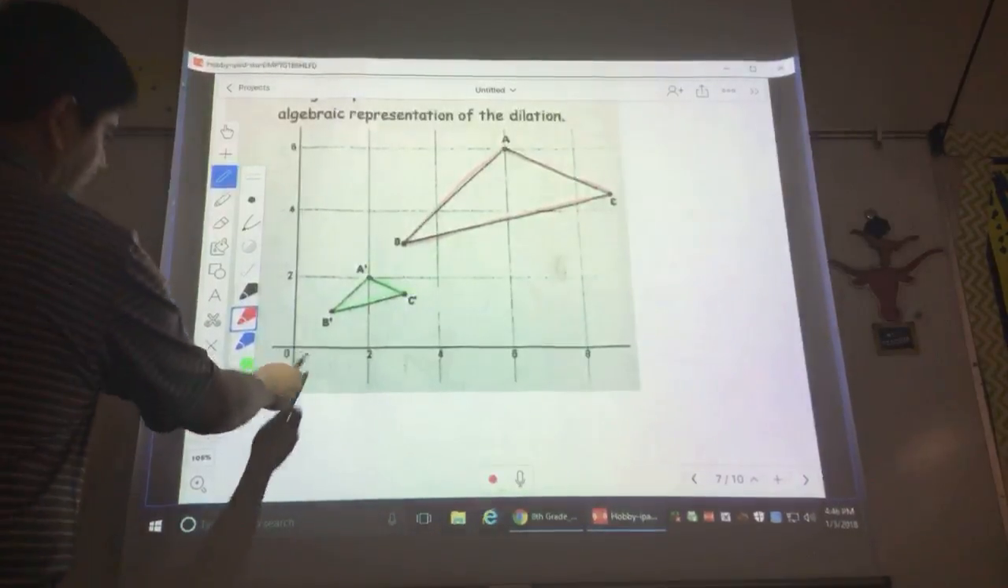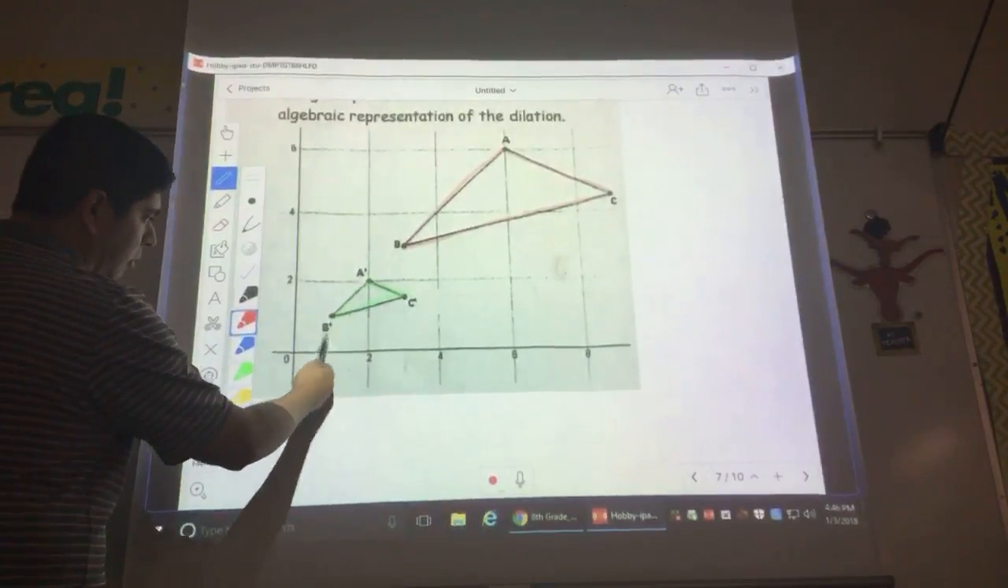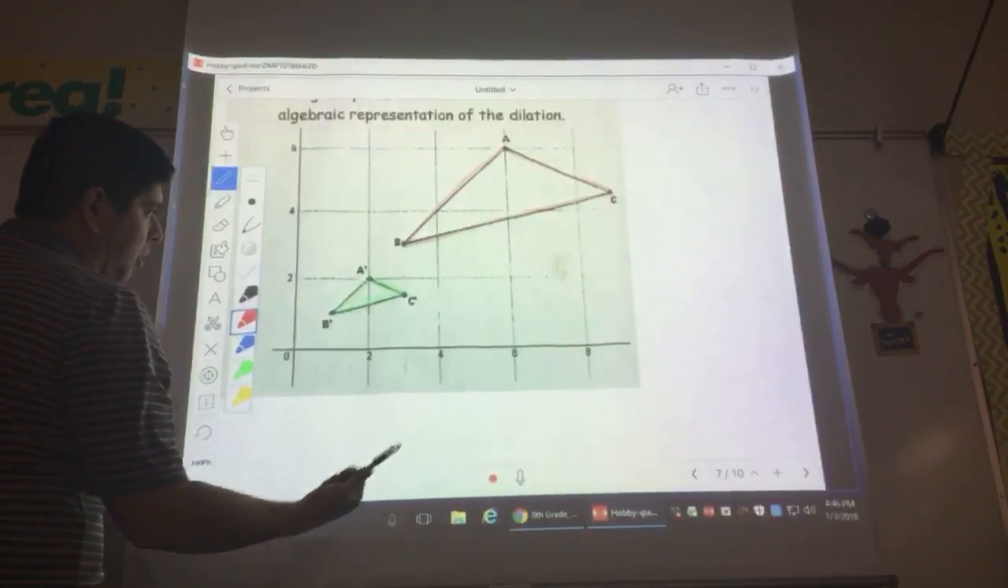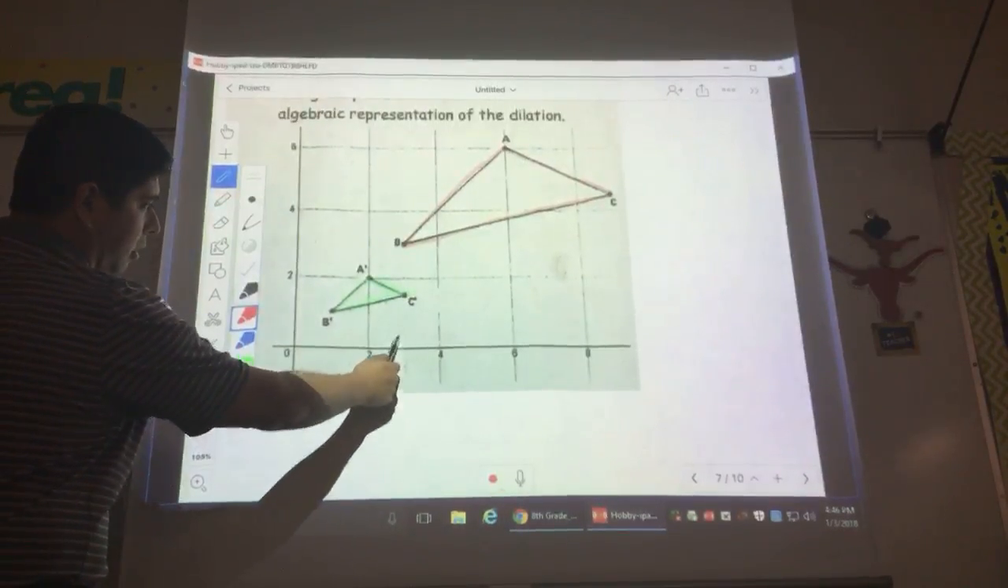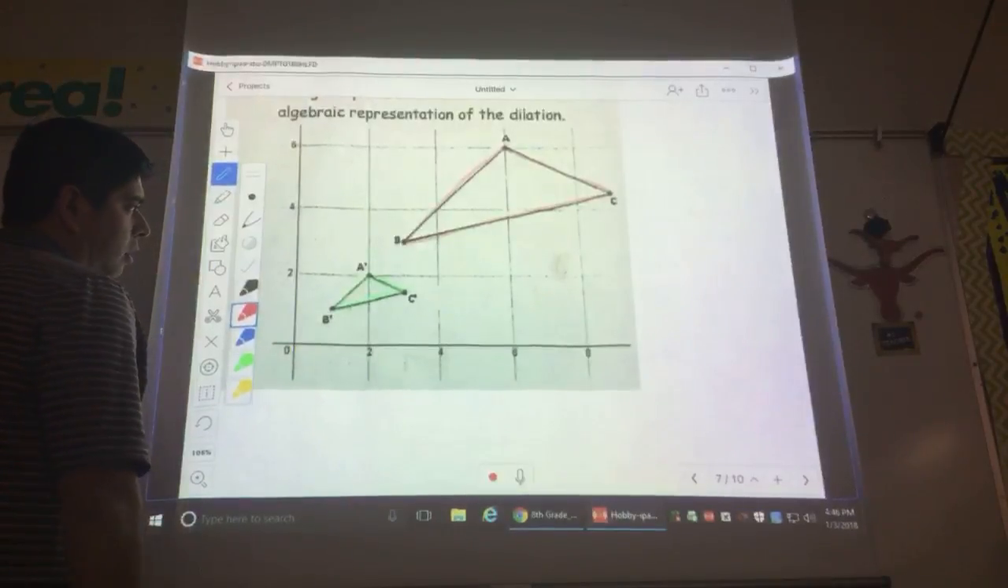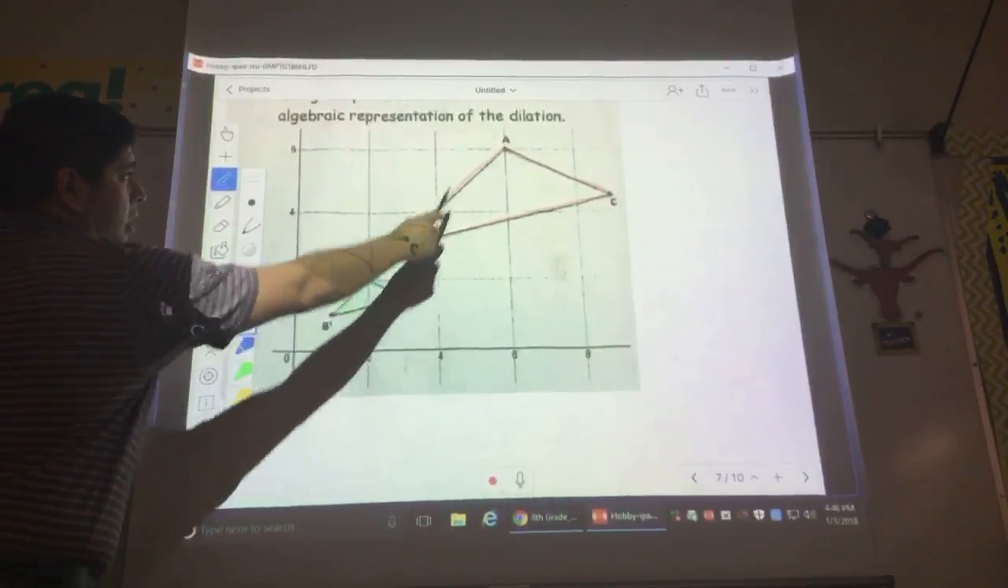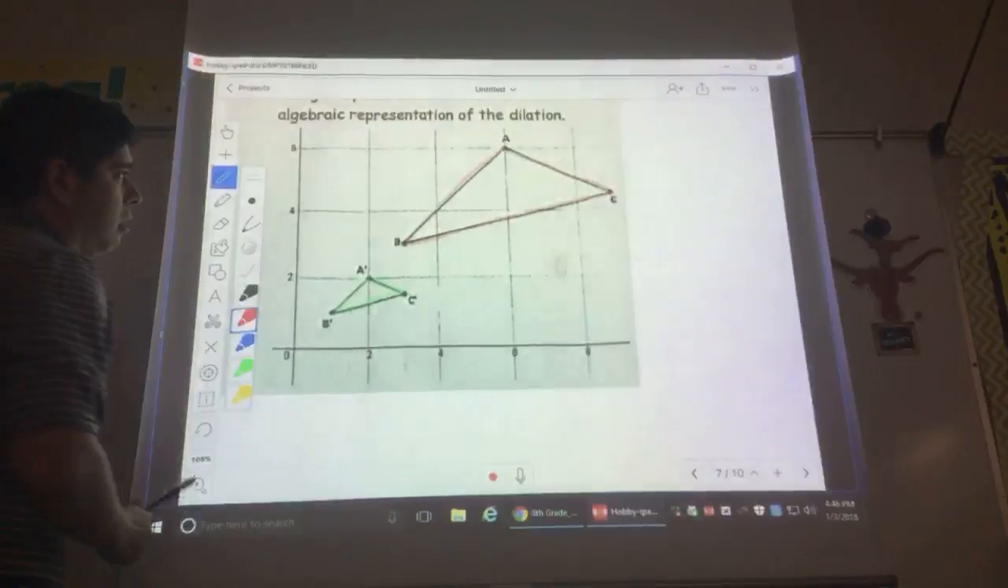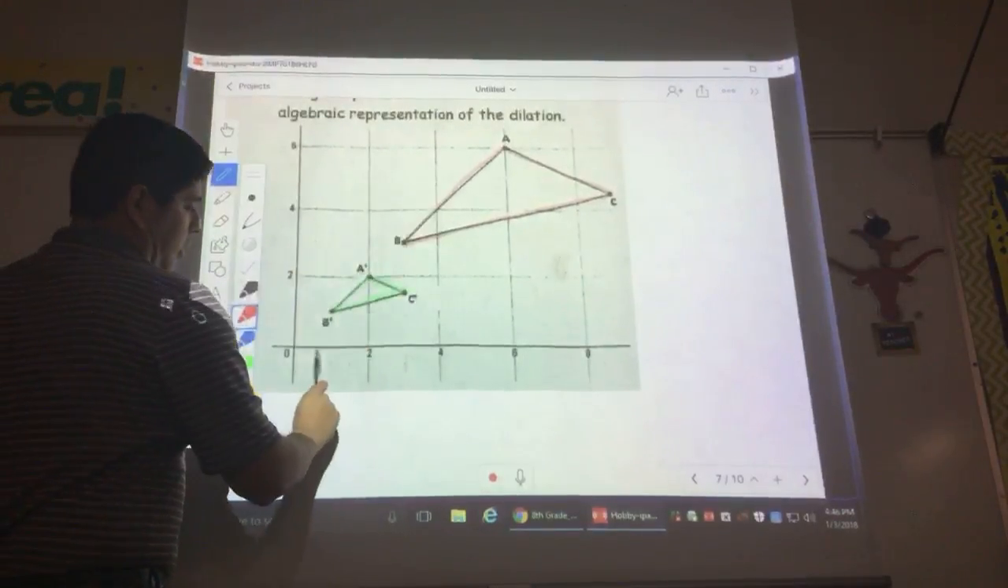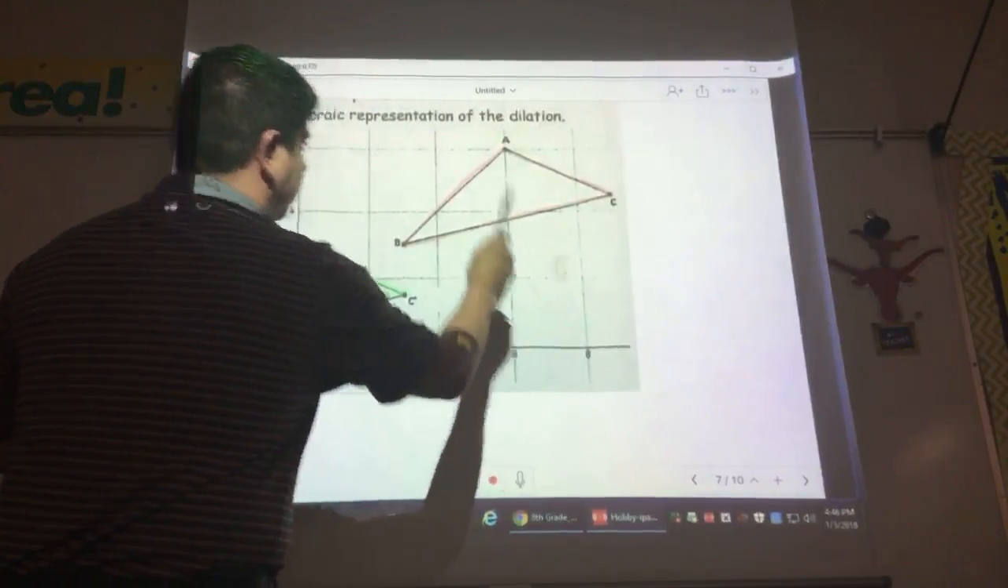Because I don't know what this is. Between 0 and 2, it could be 1, but I'm not sure. I don't know what this is. It could be 3, but I'm not sure. But I do know that this A right here and this A right here, I can tell what those points are. So A here, I'm going 0, 2, 4, this is 6.